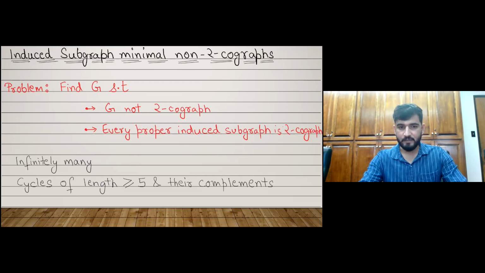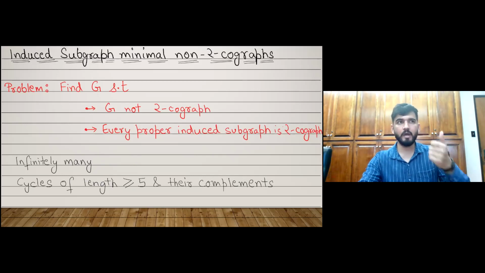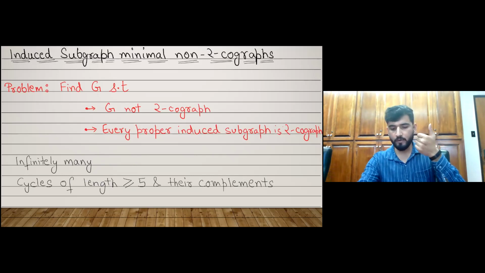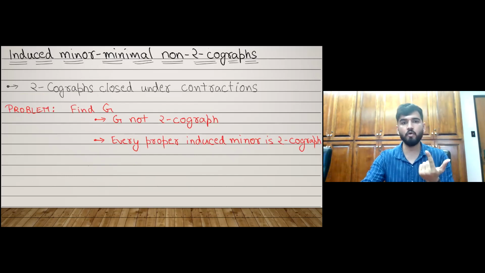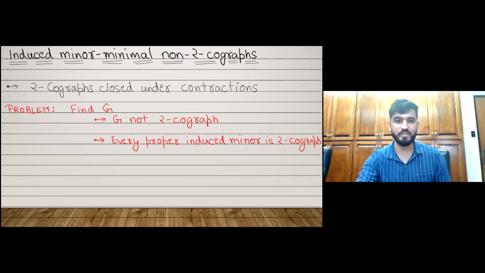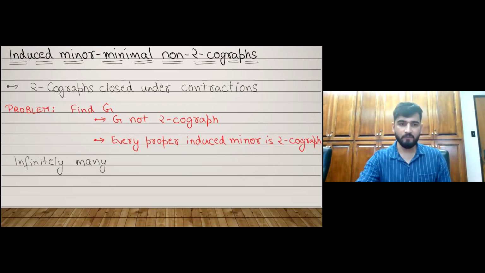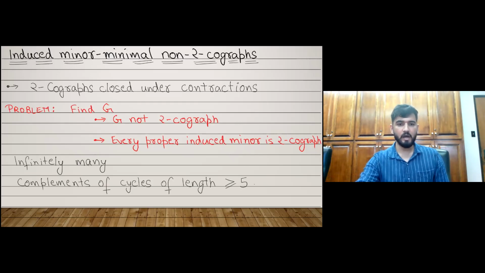Okay, so what do we do next? It turns out that we already know two-cographs are closed under induced subgraphs and complementation. It turns out that they are closed under contractions as well. So now we can talk about induced minors. In other words, we can try to find graphs G which are not two-cographs, but every proper induced minor is a two-cograph. Again, we did not find a very nice description. And complements of cycles of length at least 5 is a family which is in this class.